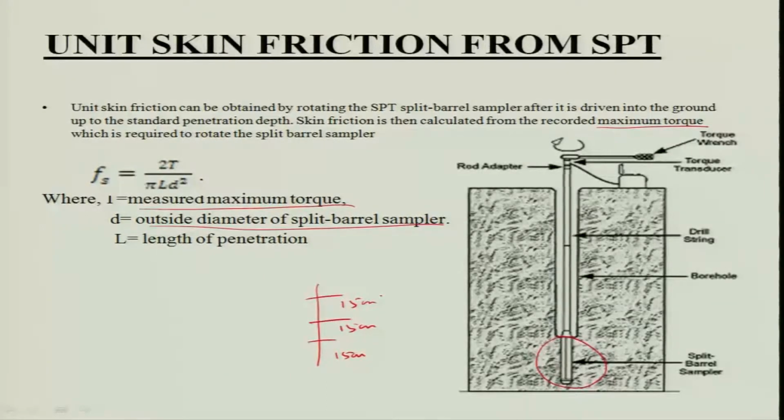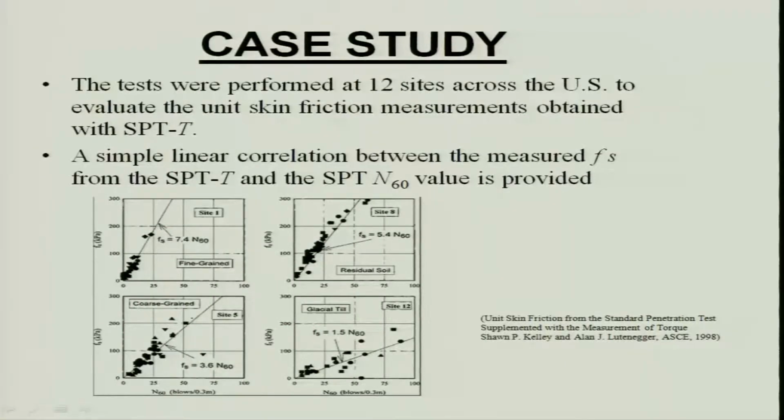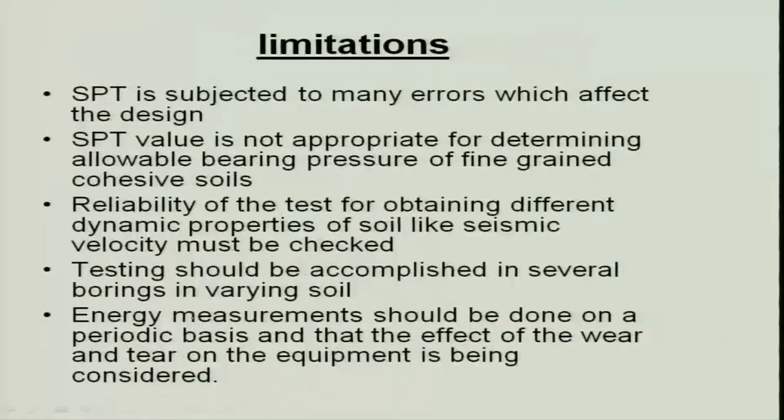Once you get unit skin friction, where will it be utilized? If you go for pile foundations, there are 3 types: friction pile, end bearing pile, and friction as well as end bearing pile. In friction piles, the load will be resisted by means of frictional resistance. Once you get this skin friction, you can directly go for pile foundation design. There are different case studies. Unit skin friction has been observed at 12 sites across the US to evaluate unit skin friction measurements obtained from SPT and values.